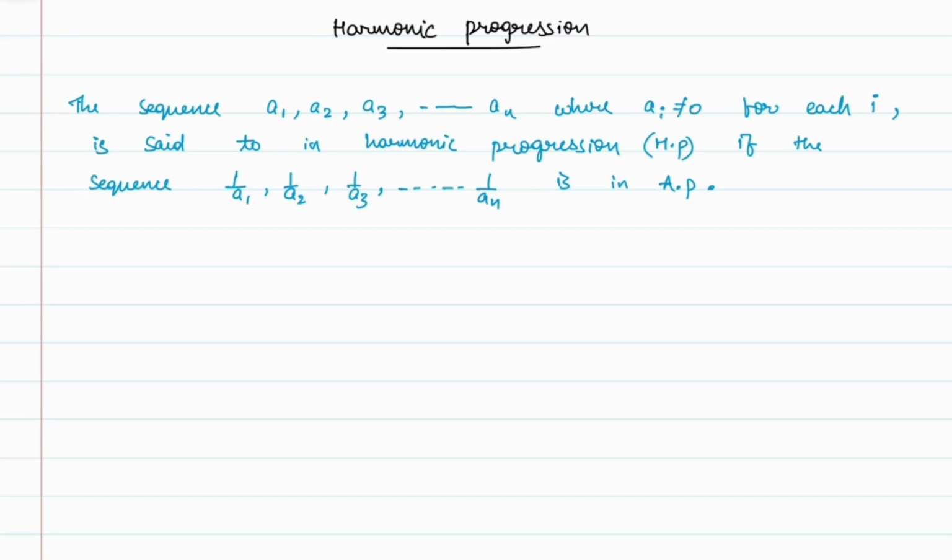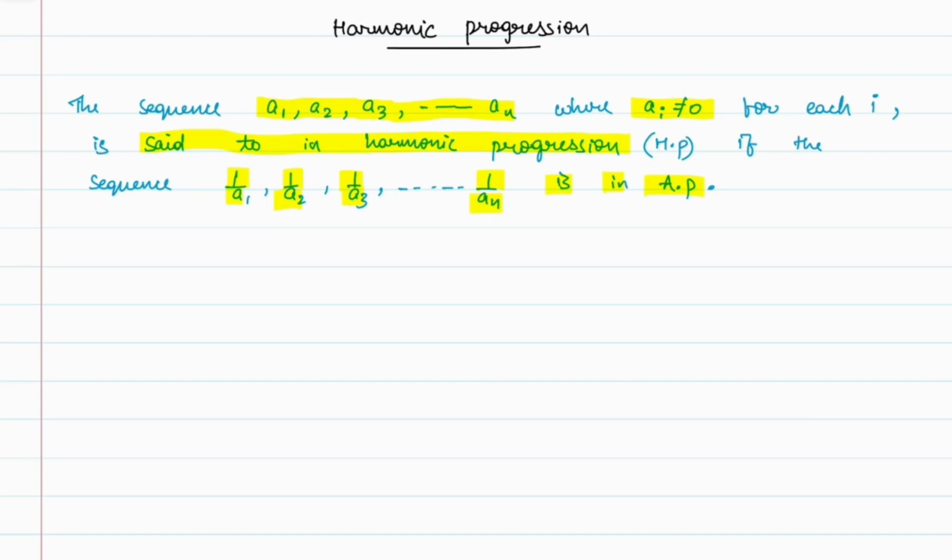Suppose we have a sequence a1, a2, a3, and so on up to an, where none of the terms is equal to 0. Then this sequence is said to be in harmonic progression if the sequence of reciprocal terms, that is 1 by a1, 1 by a2, 1 by a3, and so on up to 1 by an, is in arithmetic progression.